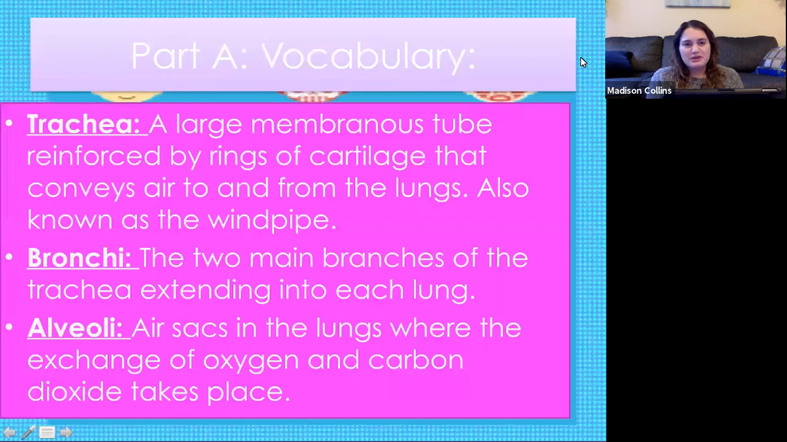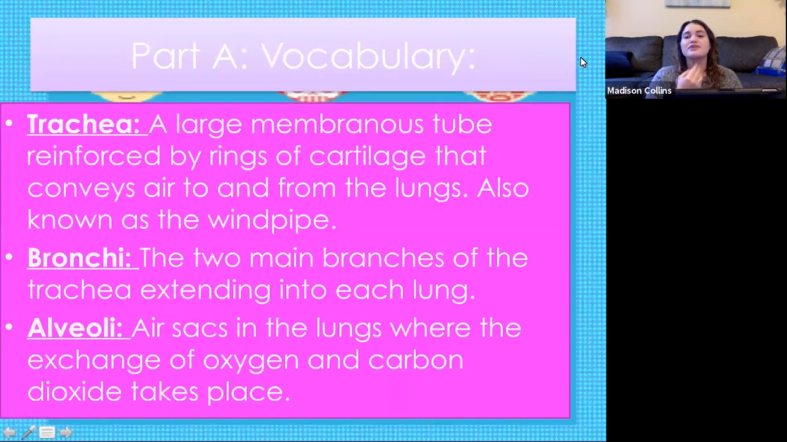All right. Before we go any further, I want to lay down some vocabulary words we need to know for the respiratory system. The first one you need to write down is your trachea. So the trachea is a large membranous tube reinforced by rings of cartilage that convey air to and from the lungs. You may have also heard this called the windpipe. So the trachea is going to run directly along the inside of your throat. And if you actually feel right here, you can feel that it kind of has some rings or tubes in it. And that is your trachea.